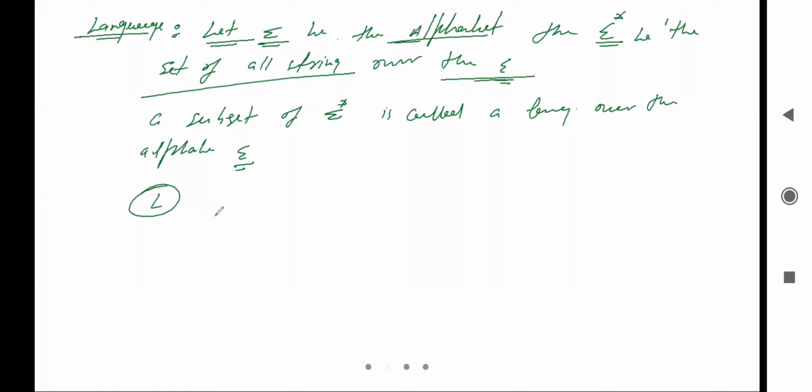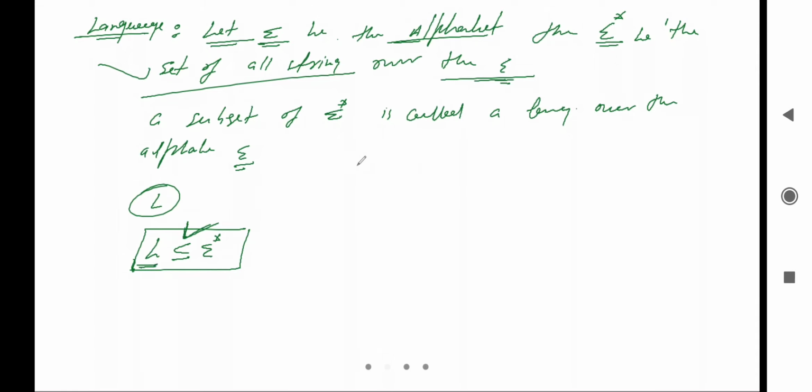And finally we can say that a language is a subset of sigma star, okay? So what is language? Simply we can say language is the subset of sigma star. This is just the definition. For better understanding, language is nothing but a subset of sigma star.